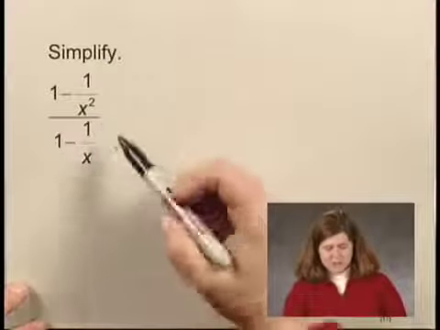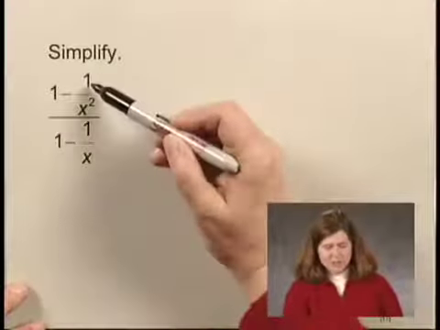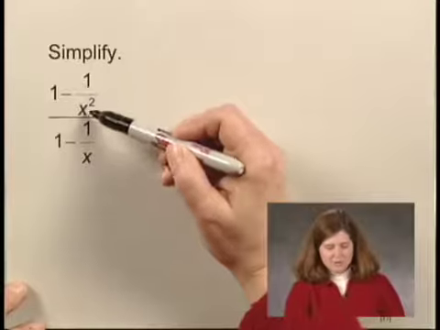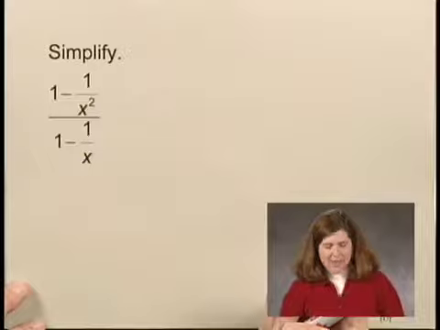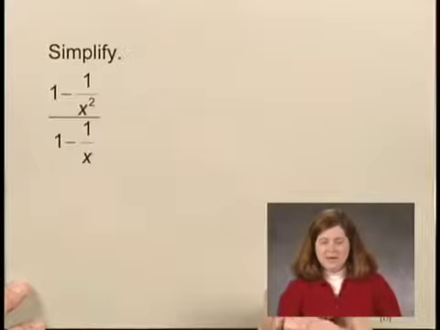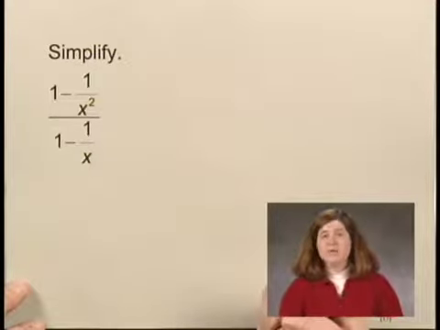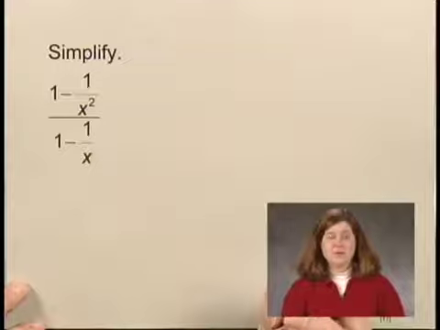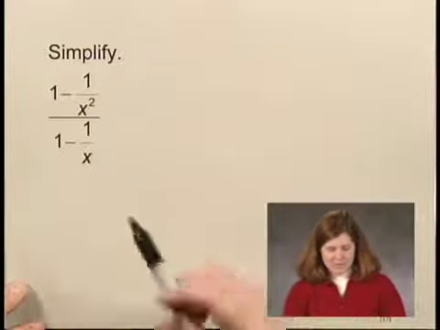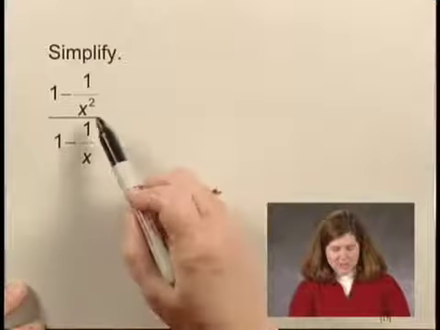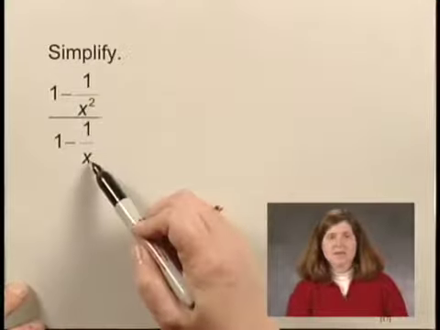In this example, we're going to simplify a complex rational expression. This complex rational expression includes rational expressions within the numerator and within the denominator. To simplify, I'm going to multiply by the least common multiple of all the denominators that are included within the complex rational expression. The denominators inside of the expression are x squared and x.